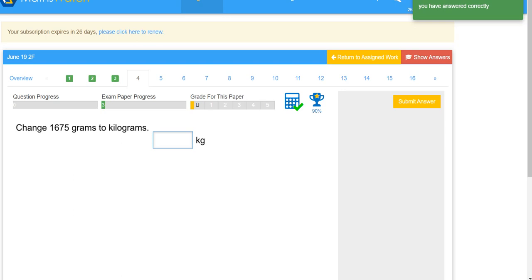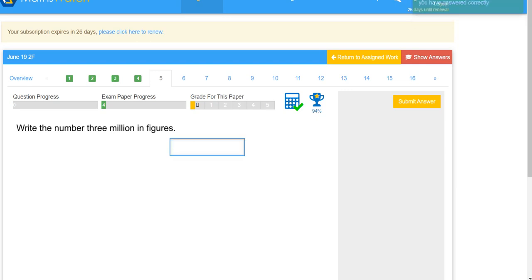Changing that into kilograms. So I know that there are 1,000 grams in a kilogram. So I will take 1675, put it in my calculator, and divide by 1,000. Question 5. Write the number 3 million in figures. Well, I know it's 3. That's 3,000. That's 3 million. So 6 zeros.